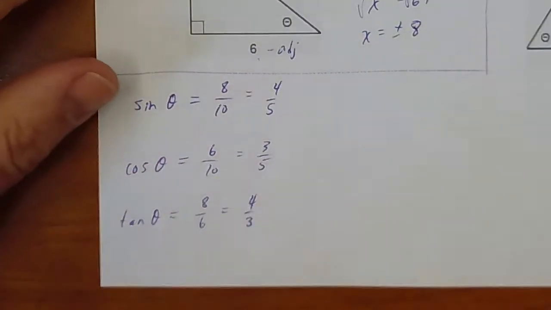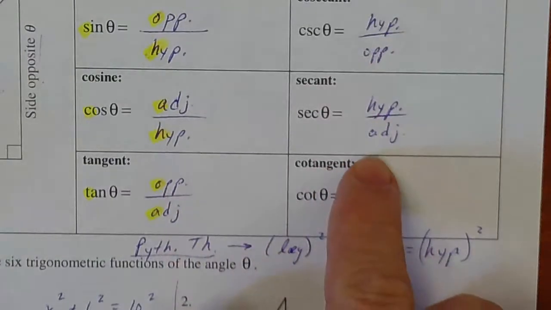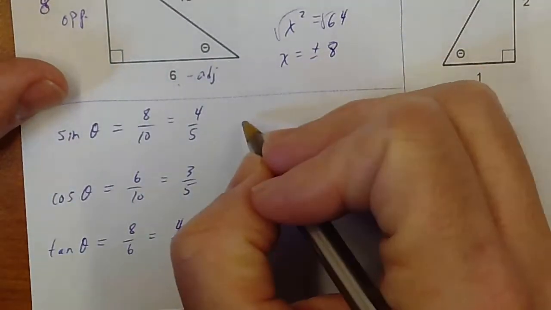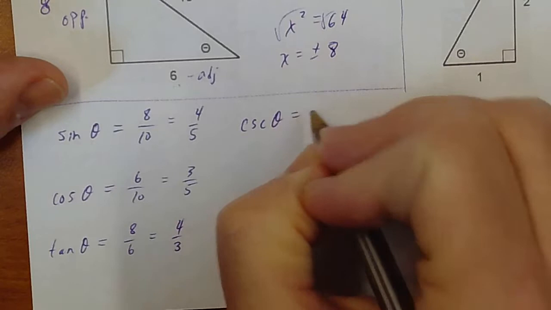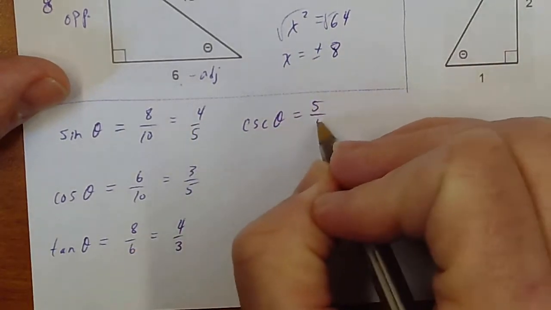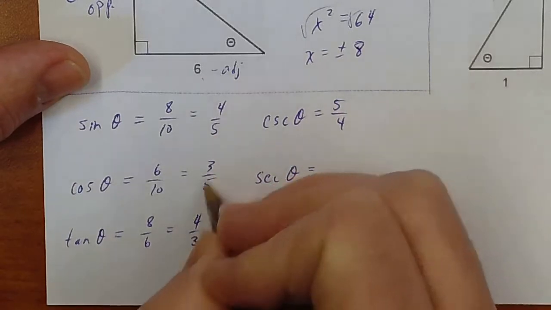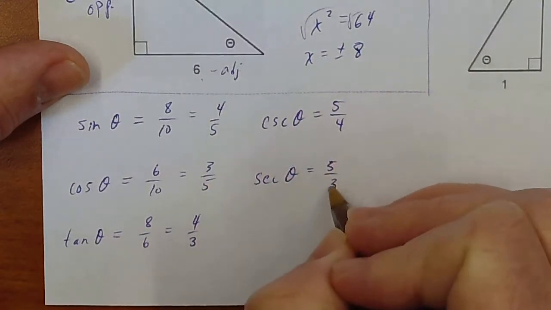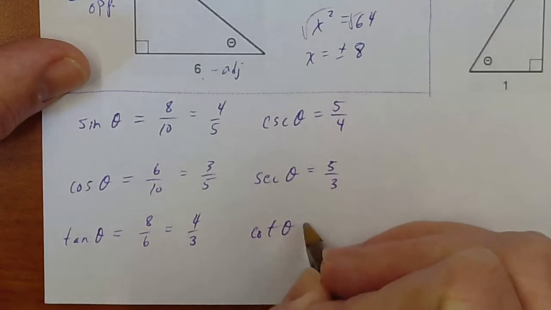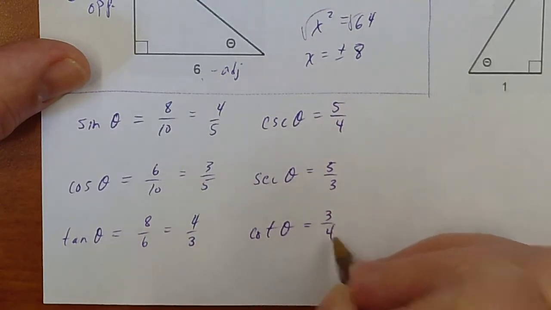Okay, and then the reciprocals, let's just flip them over. I mean, do we have to go back from scratch and think about the definitions? Probably not, right? All we got to do is take the reciprocals if we know that relationship, that is. So cosecant must be 5/4 and sine is 4/5. Secant theta is 5/3. And cotangent is 3/4.